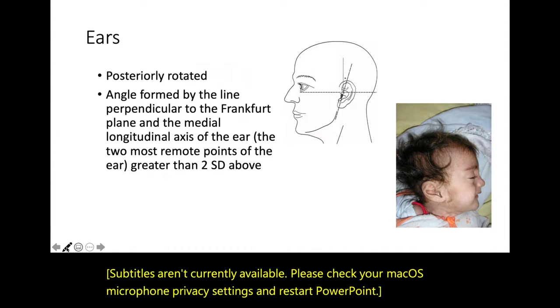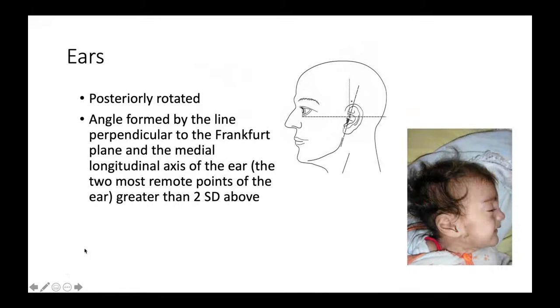So for posteriorly rotated ears, we take a line which is called the Frankfurt plane. It's a line from the inferior aspect of the orbit, and it extends posteriorly. So that horizontal line is the Frankfurt plane. We take a perpendicular to that line, and that's shown here.